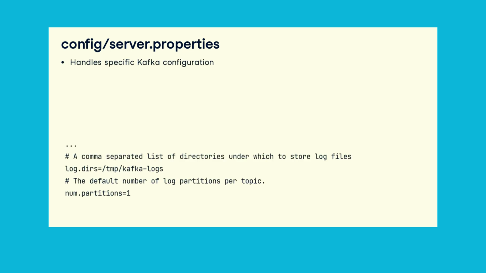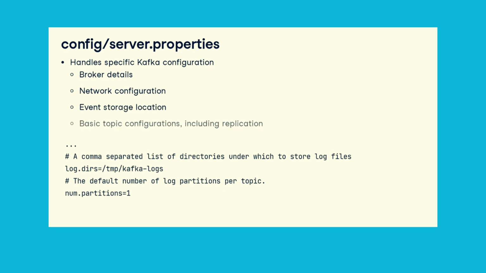The primary Kafka server configuration is in the config/server.properties file. This contains considerably more information than the zookeeper.properties file and defines information specific to Kafka installations. This includes information like details about Kafka brokers, any network configuration, where to store events, and basic topic configuration, including any replication details.